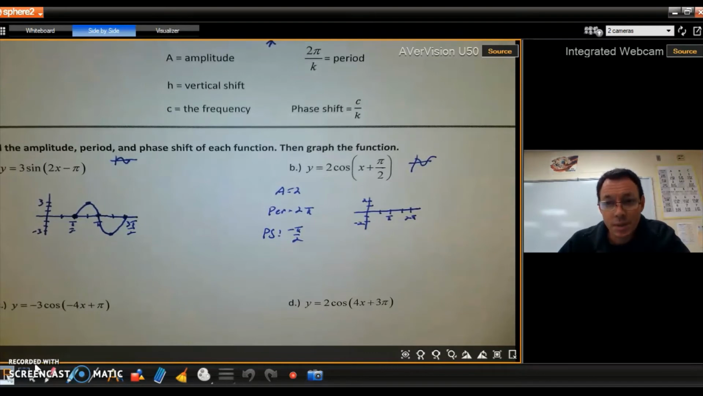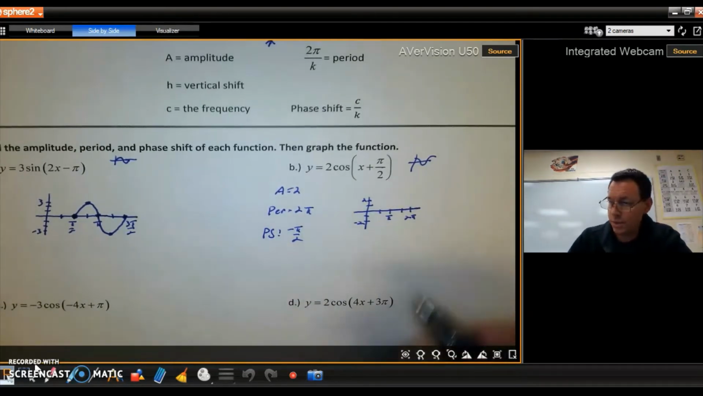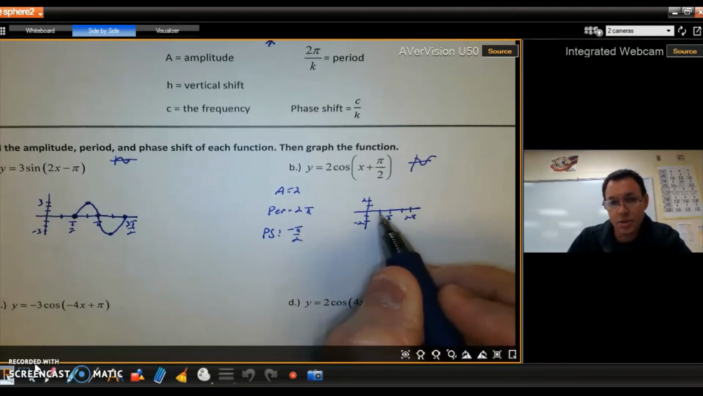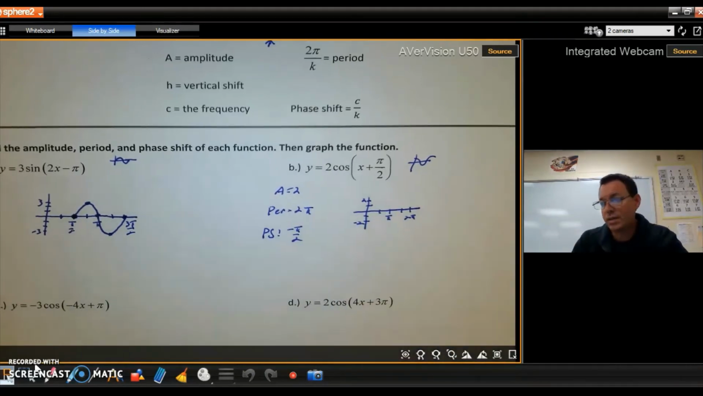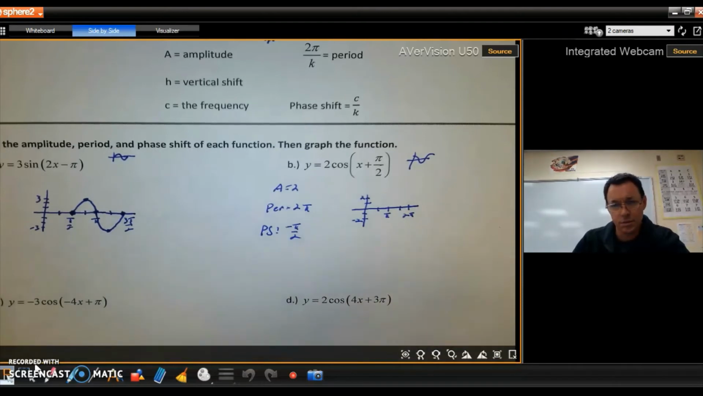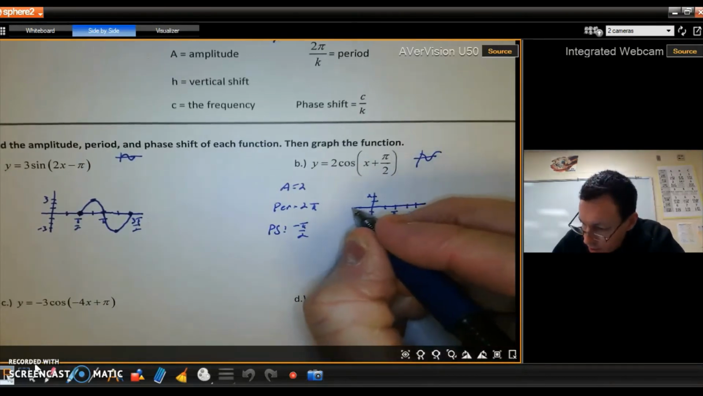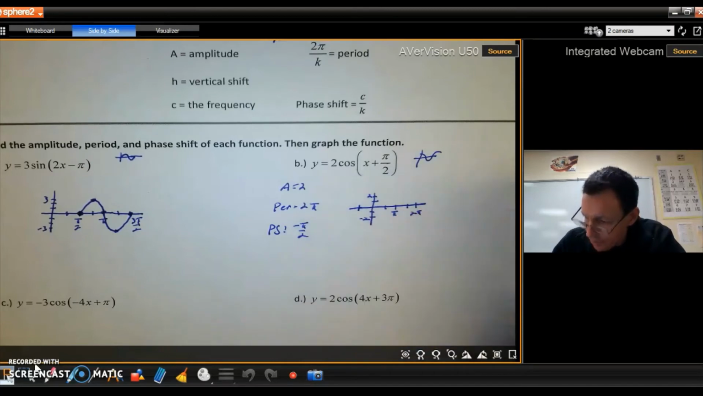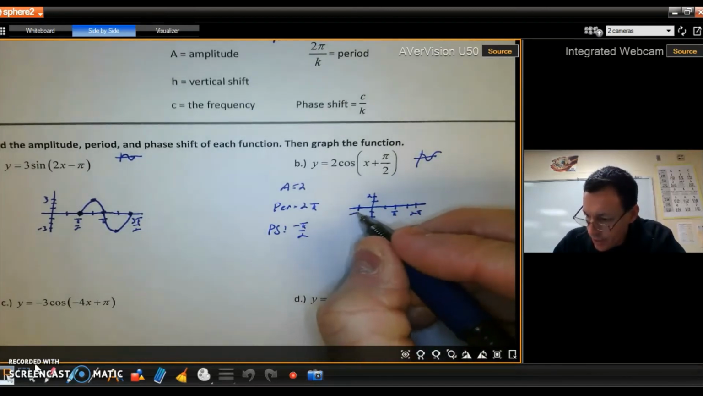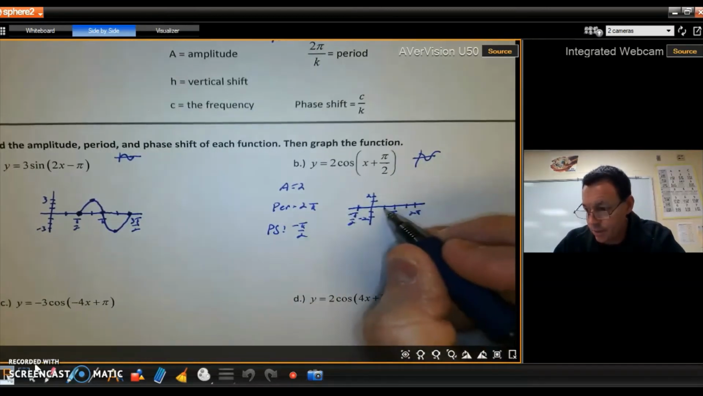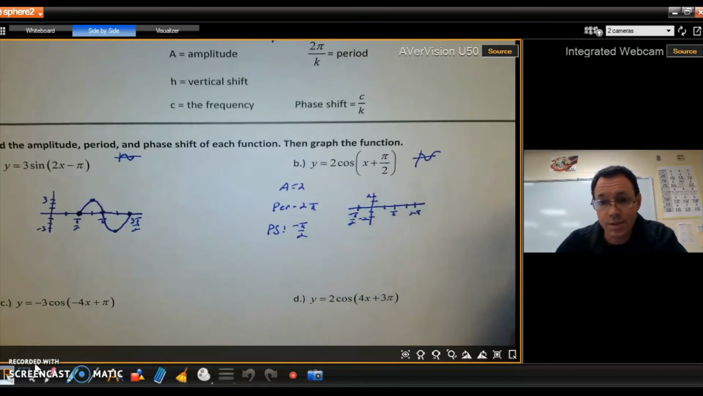So first off, what is pi over 2? With our graph that we made, what is pi over 2? Well, that's pi, that'd be pi over 2. So pi over 2 is one of these little intervals that we've divided our x-axis into. But we want to shift left. We want to go in the negative direction. So I'm just going to go left. That's negative pi over 2. If that's positive pi over 2, that's negative pi over 2. And that's where our graph's going to start.